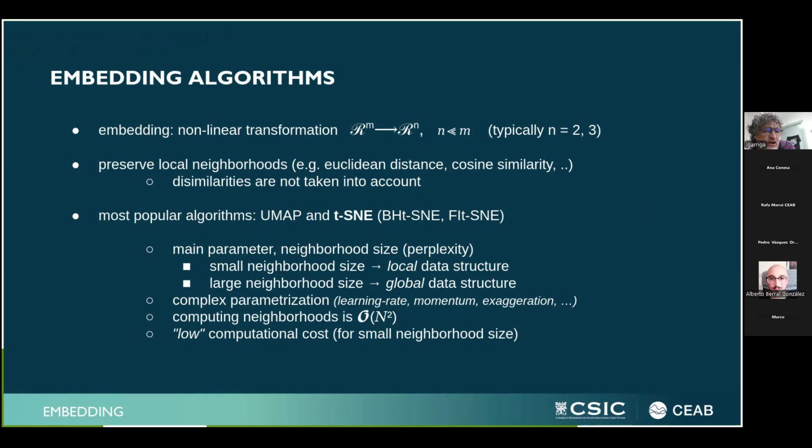Both algorithms present a complex parameterization with many parameters that probably are familiar to all of you that have been using these algorithms: the learning rate, momentum, exaggeration, many others. And they are computationally expensive algorithms because they have complexity of order quadratic in the data set size. But both UMAP and TSNE achieve a low computational cost when they use small neighborhood sizes.